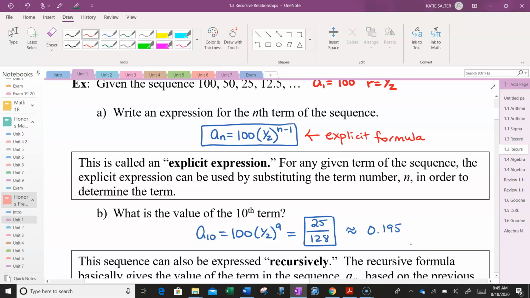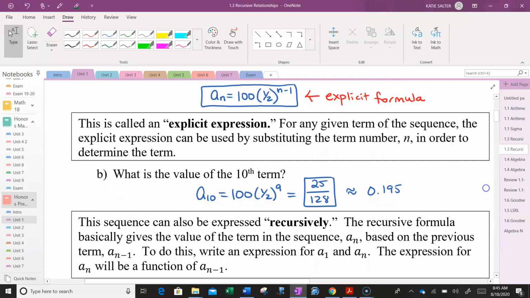This sequence can also be expressed recursively. The recursive formula basically gives the value of the term in the sequence, a sub n, based on the previous term, a sub n minus 1. To do this, we write an expression for a sub 1 and a sub n. The expression for a sub n will be a function of a sub n minus 1. Wow, okay, so what in the world is that saying?